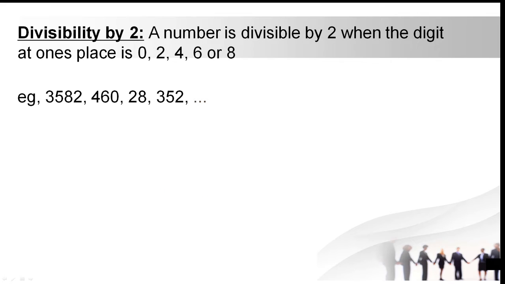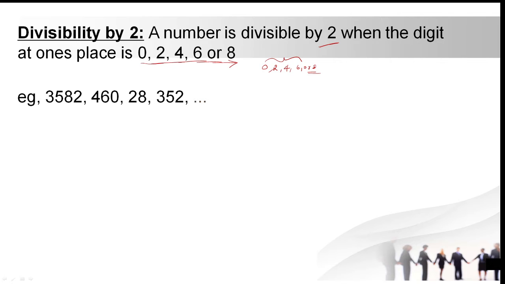So what is the rule for 2, or the divisibility rule of 2? The number is divisible by 2 when the digit at the ones place is one of these numbers: 0, 2, 4, 6 or 8. If you are able to find any number from this set in the ones place of the given number, then we can say the entire number is divisible by 2.